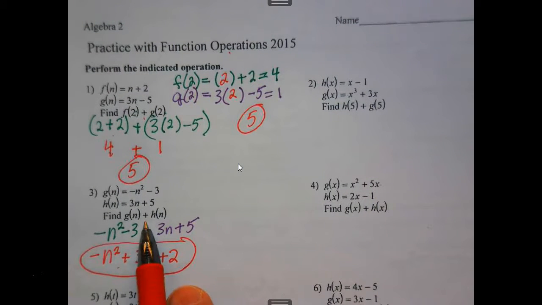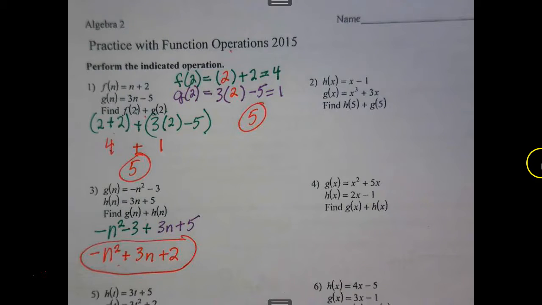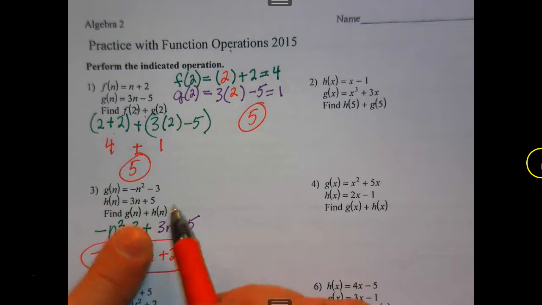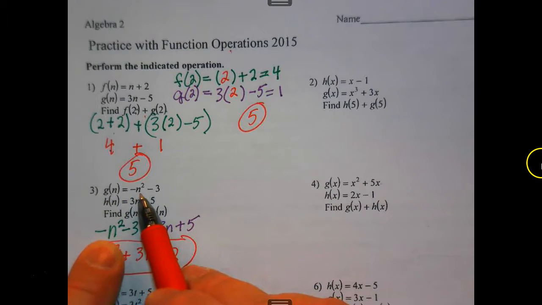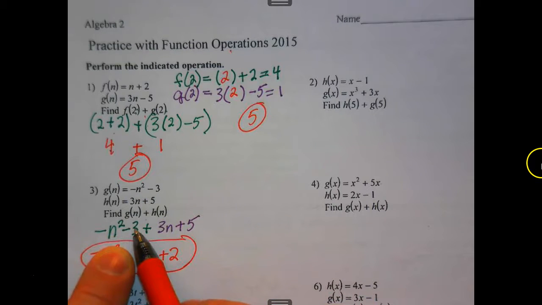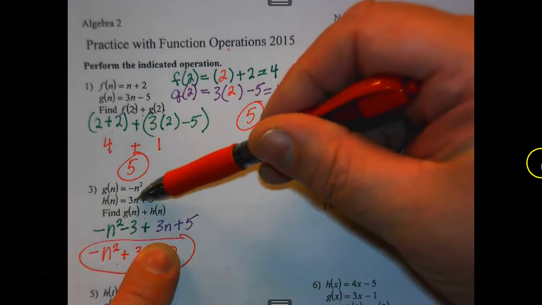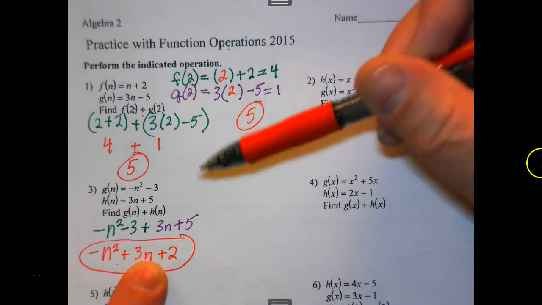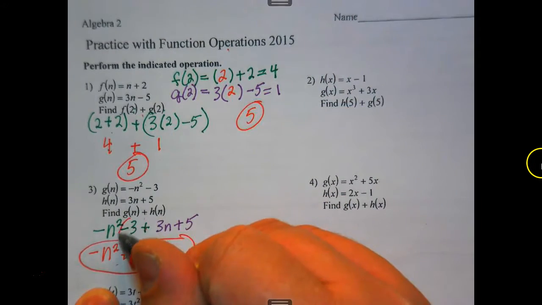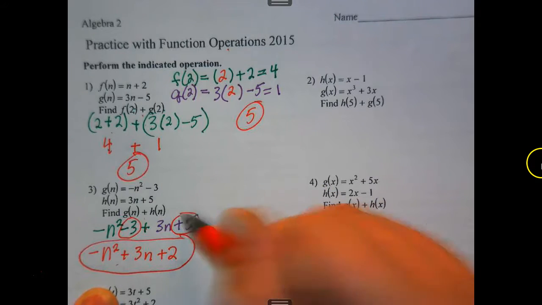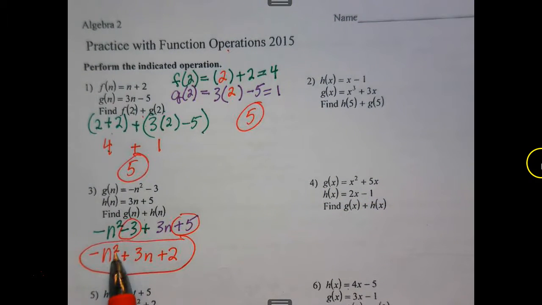And again, I'm doing the same thing in number 3. I'm adding the two functions together. But this time they didn't give me any numbers to evaluate. So I just used the algebraic expressions. So I'm going to take my g of n, which is negative n squared minus 3. And I'm going to add to it h of n, which is 3n plus 5. And the only two things I can combine is the negative 3 and the positive 5. I get negative n squared plus 3n plus 2.